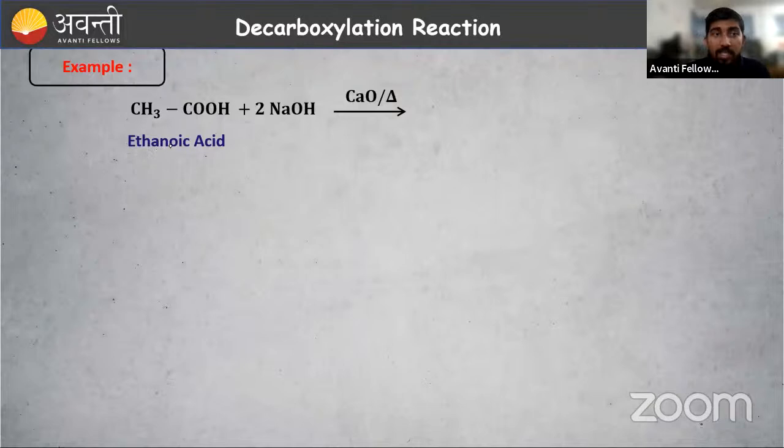So we have ethanoic acid. How many carbon atoms are present here? There are 2 carbon atoms present here. What about the product? The product should be what? The number of carbon atoms should be less than our reactant.